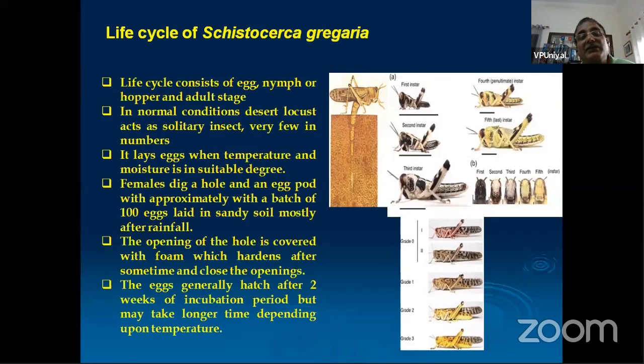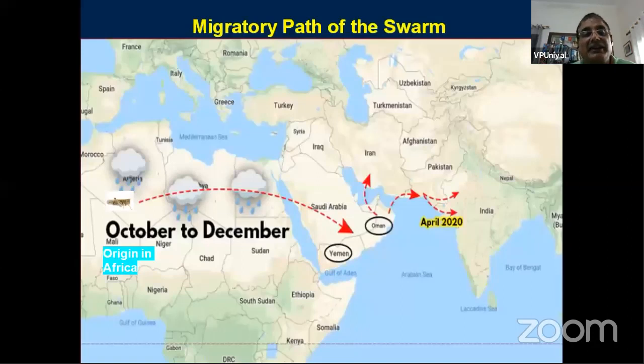The life cycle of this locust has eggs, nymph or hopper, and adult stage. Under normal conditions, the desert locust acts as a solitary insect and lays eggs when temperatures and moisture are suitable for development. Females dig a hole and lay an egg pod with approximately a batch of 100 eggs. They dig the soil and lay the eggs over here. So this is the mechanism of eggs. They generally hatch after 2 weeks of incubation, but may take longer depending on the temperatures of the area.